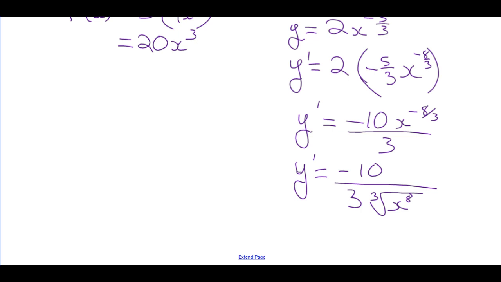Okay, y prime is negative 10 over 3 times the cube root of x to the 8, right? So we take a radical, we change it to exponential form, we write it so it's of the form x to the n. If that means it needs a negative exponent, we do that. We use the power rule, right? So the derivative is n times x to the n minus 1. And then if we want, we change it back into radical.